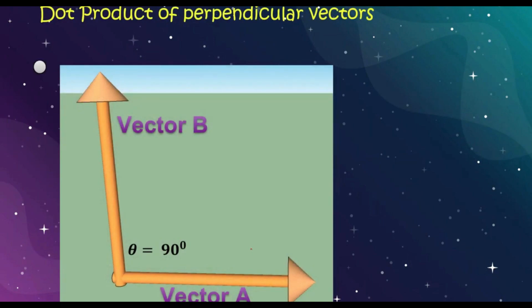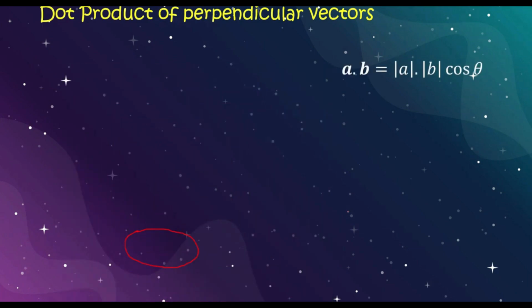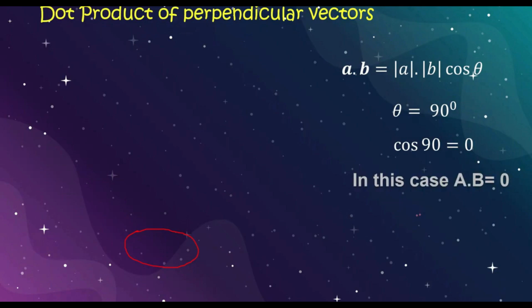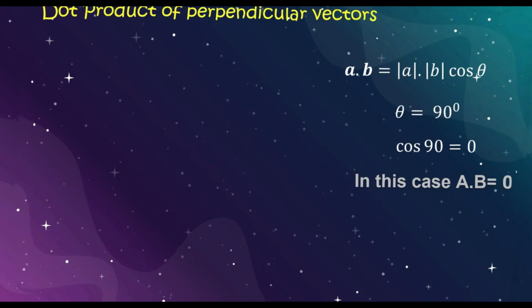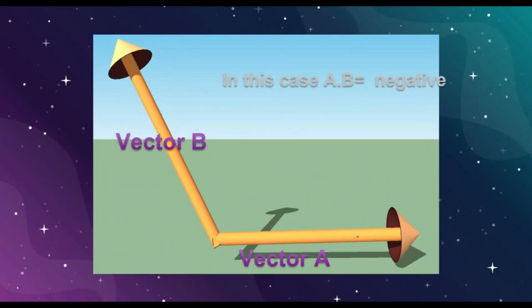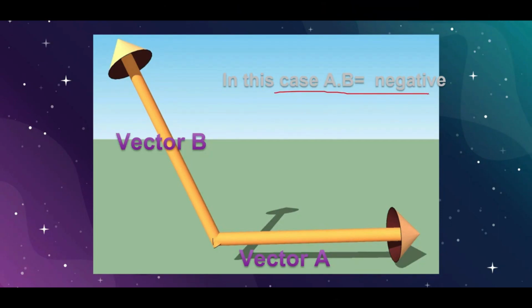If two vectors are perpendicular to each other, that means if their angle is 90 degrees, then what will we do? We will consider cos theta with theta as 90, and cos 90 is nothing but 0. So in this case, the dot product of perpendicular vectors will become 0. Similarly, if we take the dot product at an angle which is larger than 90 degrees, then we will get the answer in negative.